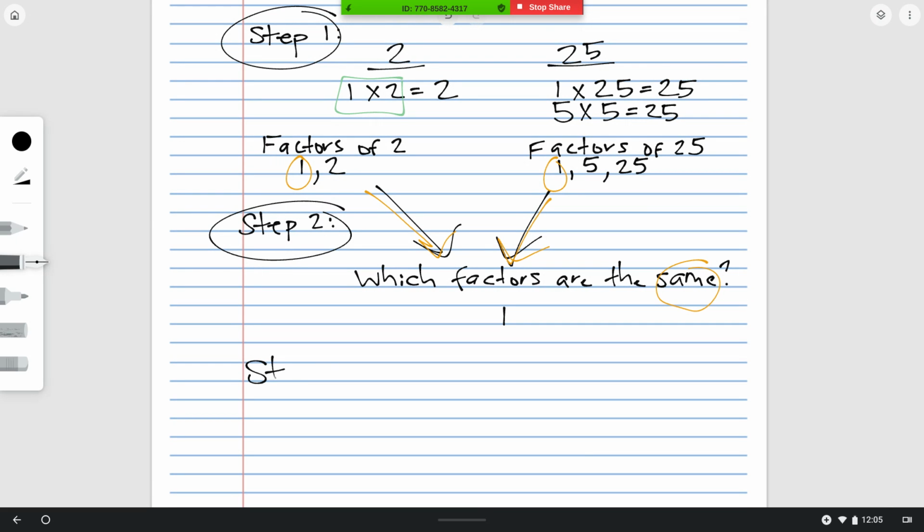So then step number 3 is going to be super easy because we need which common factor is the greatest common factor. And it's going to be 1 because there's only 1. How easy was that? Super easy.